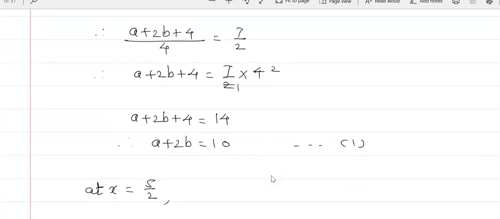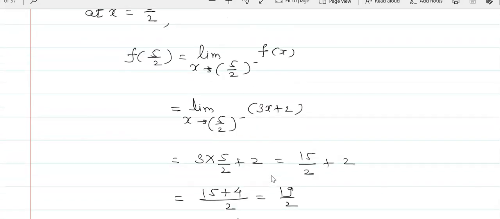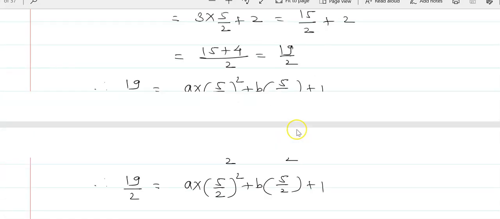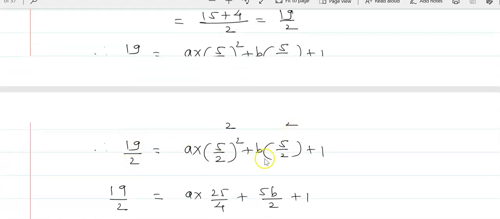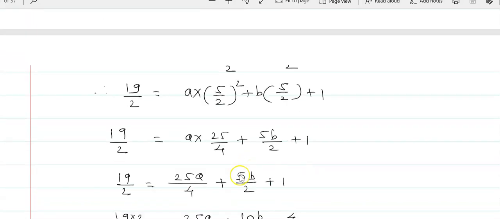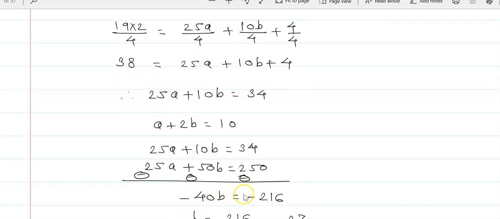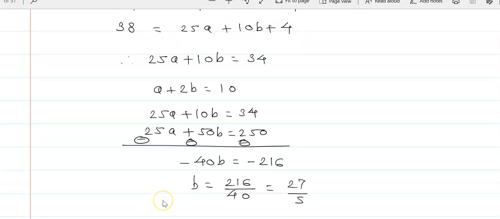At x equals 5 by 2, the left hand side limit 3x plus 2 has value 19 by 2. 19 by 2 is the right hand side limit. Substitute its value, you will get the equation 25a plus 10b equals 34. a plus 2b equals 10. Solve these two equations. Multiply by 25 here, subtract it: minus 40b equals minus 216. Therefore, b equals 27 upon 5.